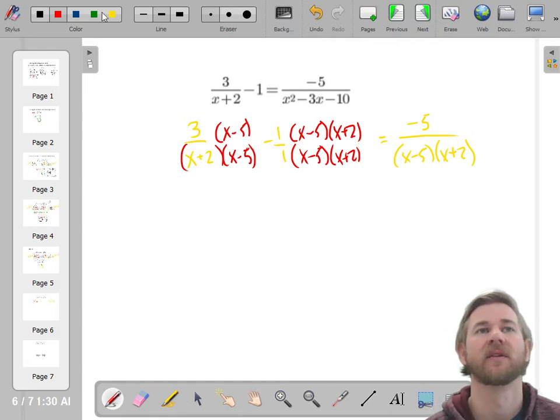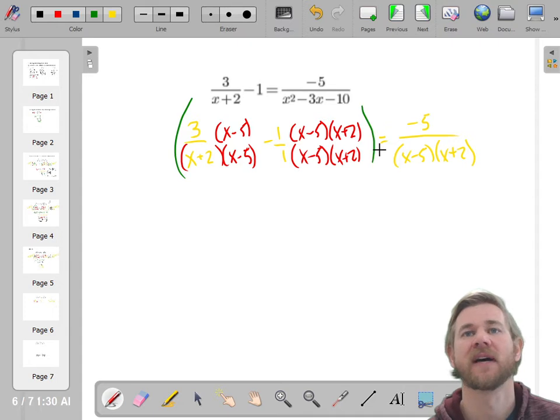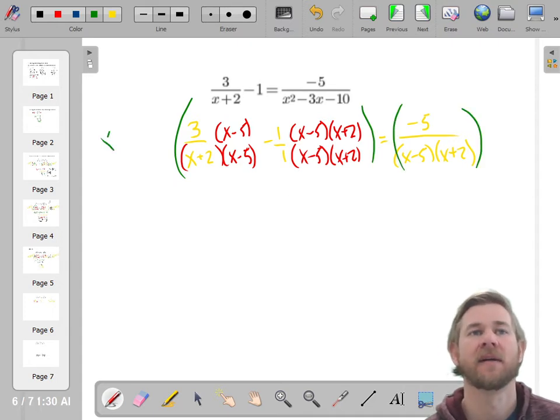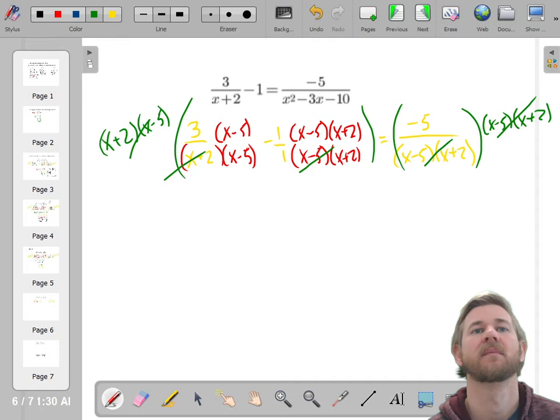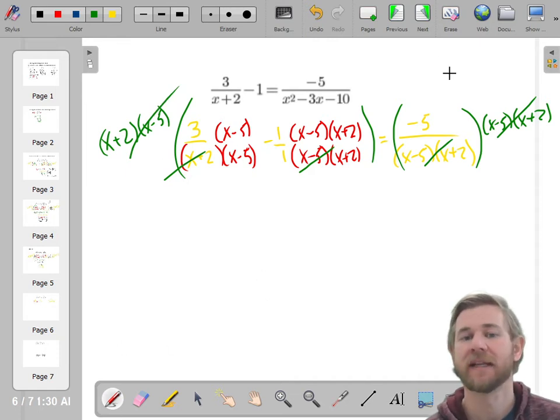Now, again, clear the fraction. So I'm going to multiply both sides by the least common denominator. Well, I guess it's just the common denominator. X minus 5, x minus 5, x plus 2. Now they all go away. All right. So now we're just looking at the numerator.